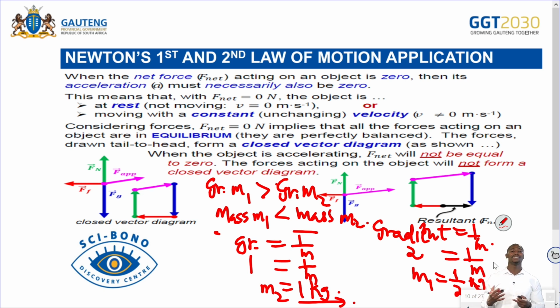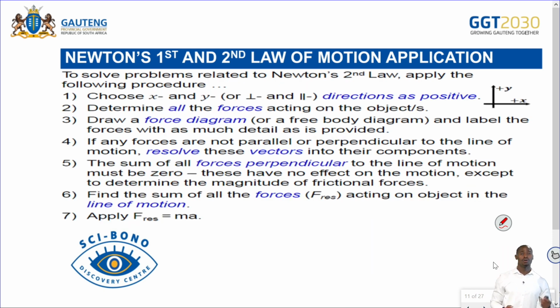I know when learners see the word constant, they think of Newton first law. Remember, it should be constant speed or constant what? Velocity, not constant force, right? So please be careful when it comes to that. Then when it comes to Newton's second law, an object is accelerating, right? So how do we solve problems when it comes to the application of Newton first and Newton second law?